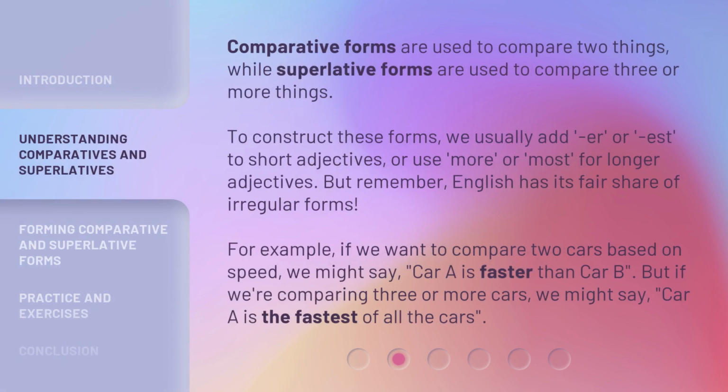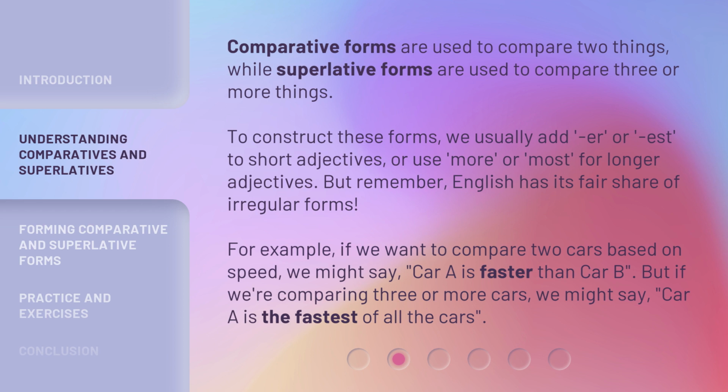Comparative forms are used to compare two things, while superlative forms are used to compare three or more things. To construct these forms, we usually add -er or -est to short adjectives, or use more or most for longer adjectives. But remember, English has its fair share of irregular forms.